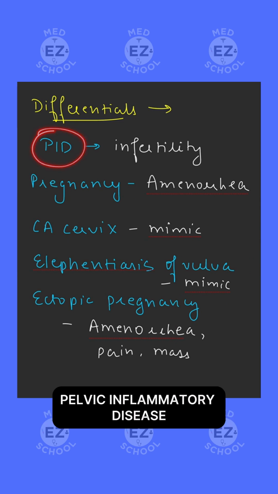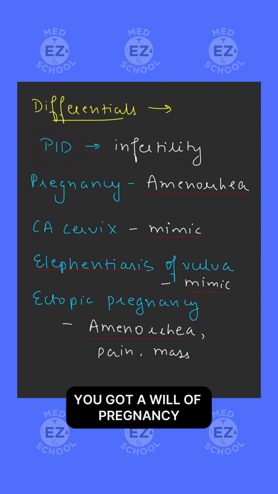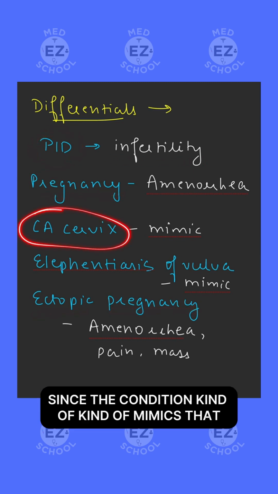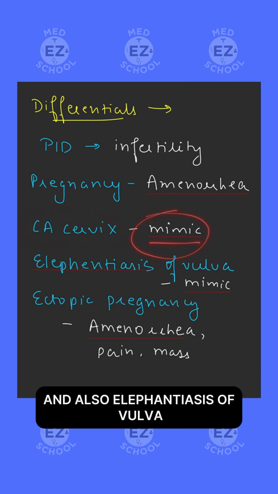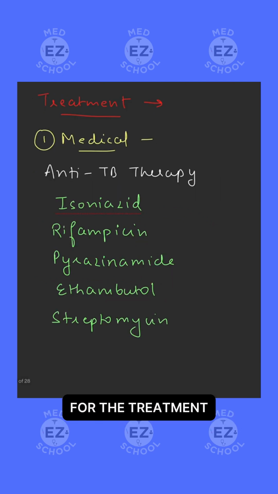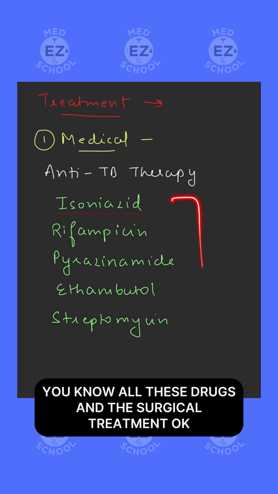Pelvic inflammatory disease, since the patient is going to present with infertility, you've got to rule out PID. You've got to rule out pregnancy, ectopic pregnancy, and also CA cervix, since the condition kind of mimics that, and then also elephantiasis of the vulva, since as I showed you earlier, it kind of looks like it.